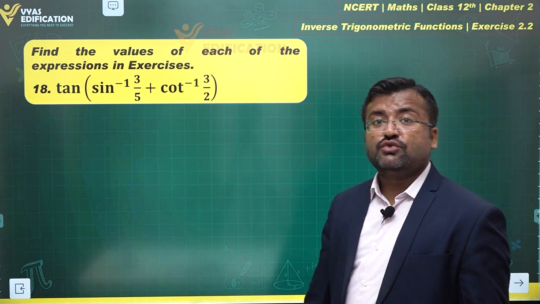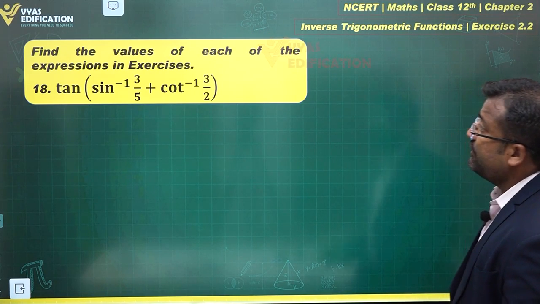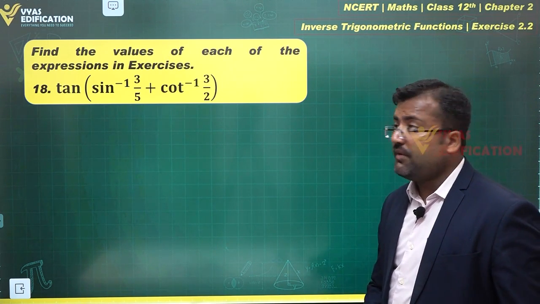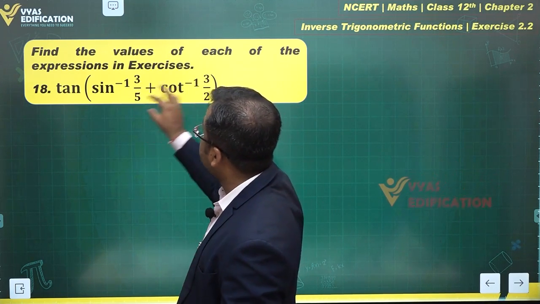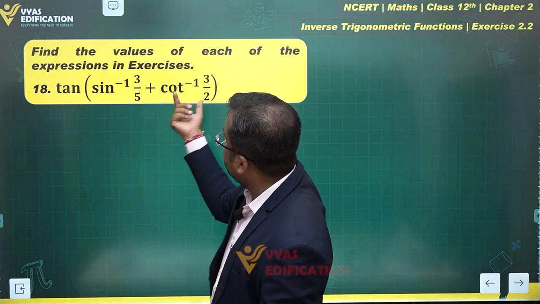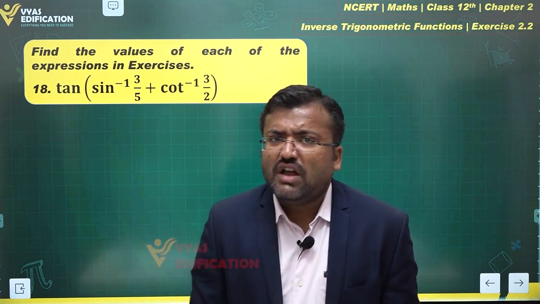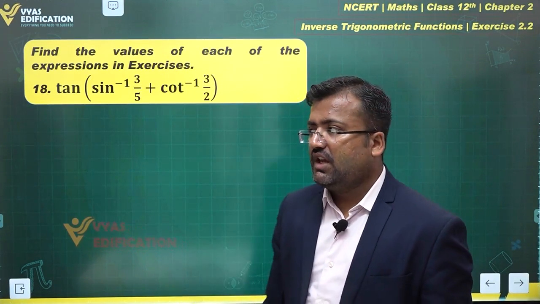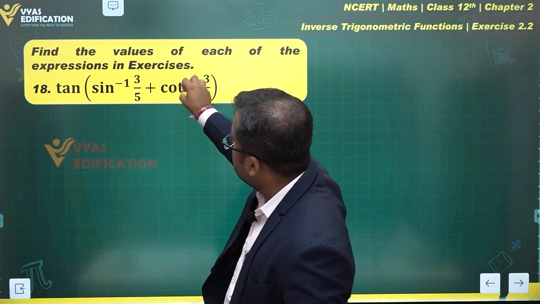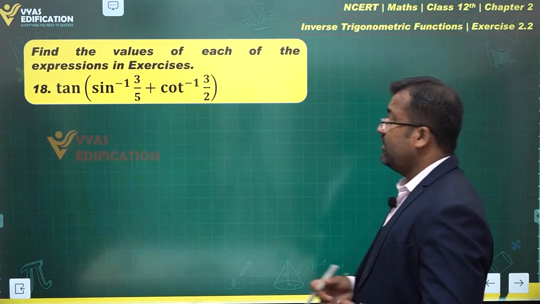Let's try and simplify this question next. Find the values of each of the following expressions: tan of sin inverse 3 by 5 plus cot inverse 3 by 2. Two complicated expressions within tan. Had this been tan inverse something and tan inverse something, things would have been very simple, right? We could have applied tan of a plus b. So let's convert this in terms of tan inverse, and this in terms of tan inverse. How do we do that?